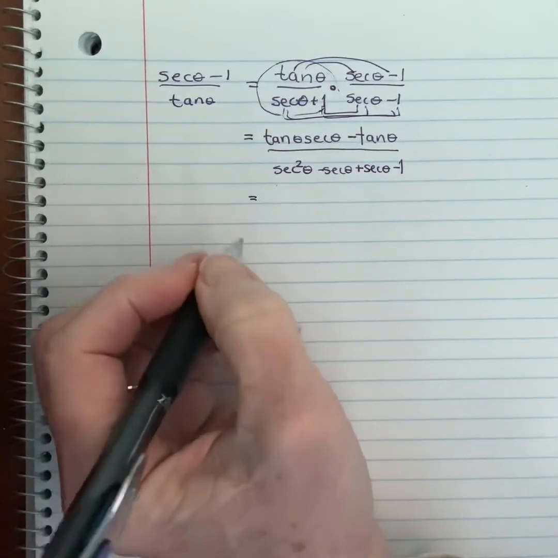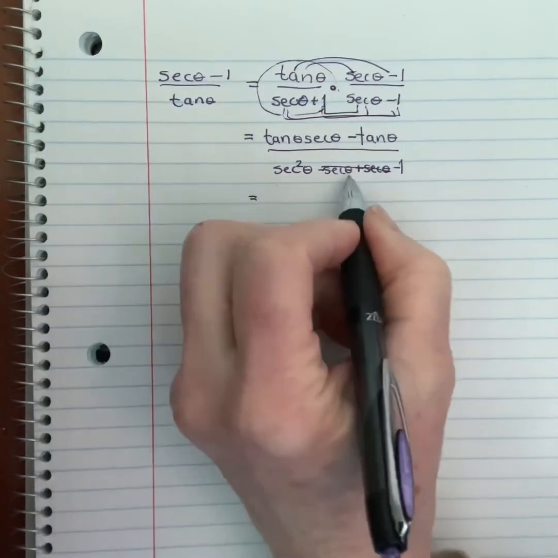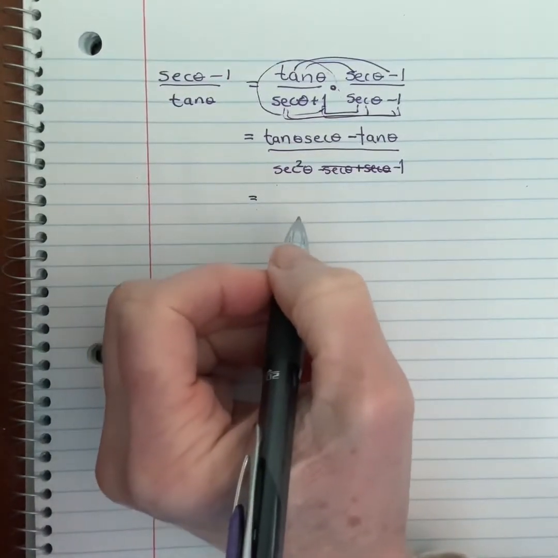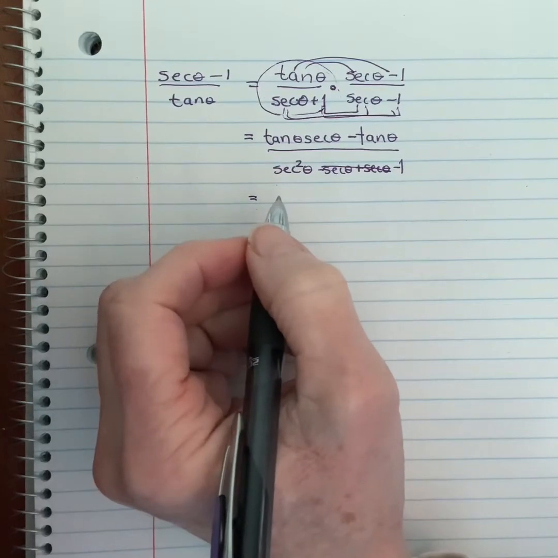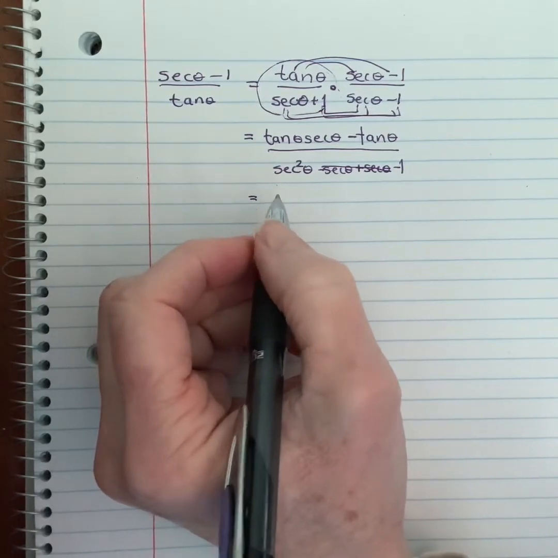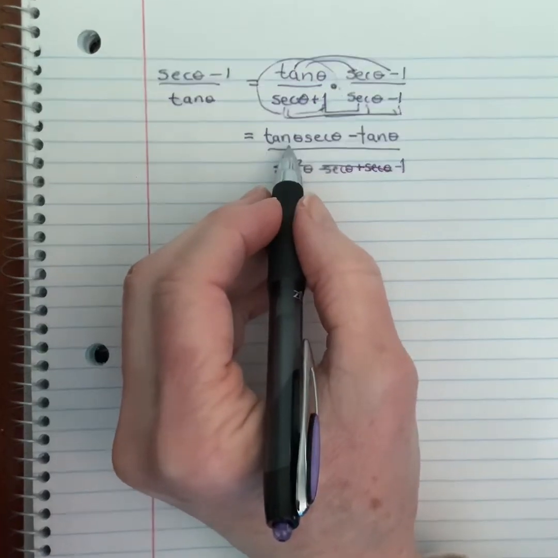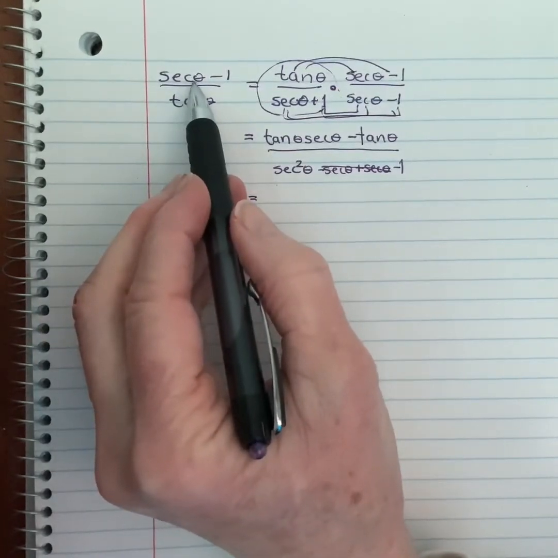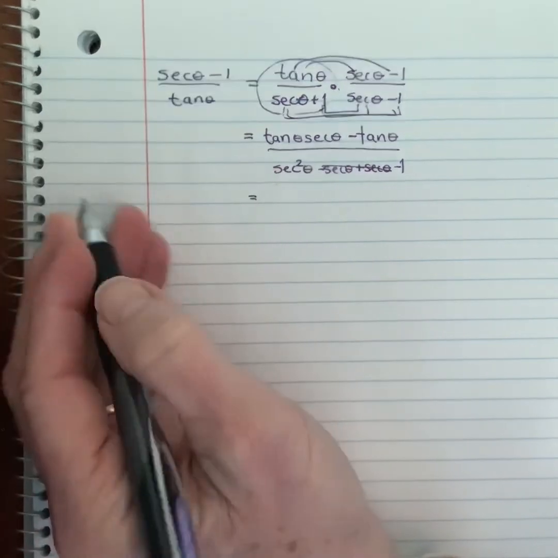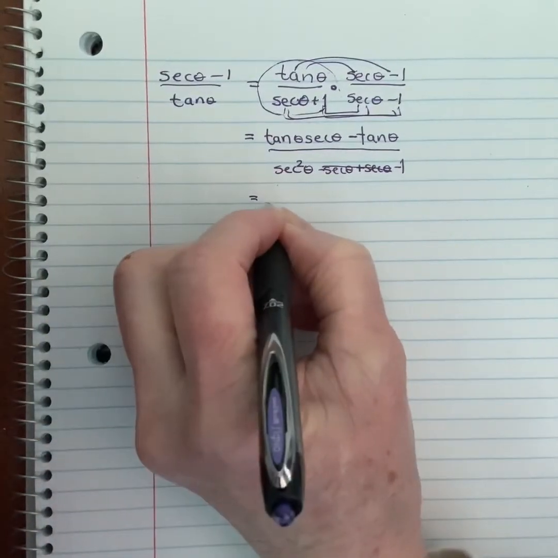Okay, now what do I have? Well, for one thing, I've got secant theta and minus secant theta, so those are gone. The next thing I want to do is deal with these and try to simplify them, because my goal is to try to make this look like this. Well, look at this. It's got a common factor of tangent. So let me factor that out.